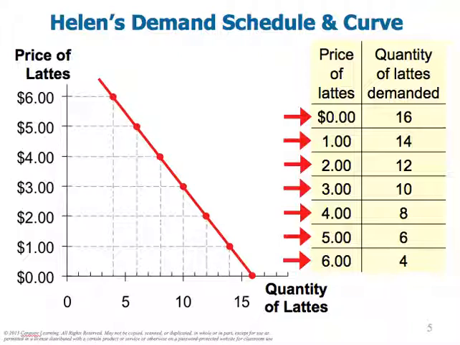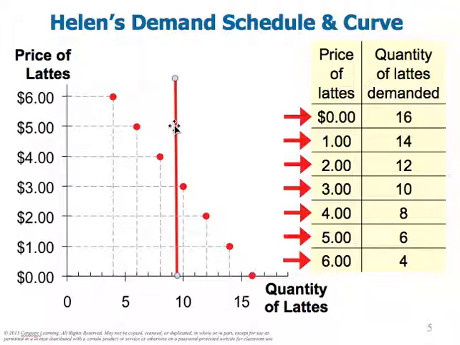Okay, next question that you might have in your mind is: is it always the case that we have a downward sloping demand curve? Well, that's the very typical case. This is the typical case, but sometimes we can have a horizontal demand curve, which is a flat demand curve like this, or we can have a vertical demand curve, which looks like this, which is vertical.